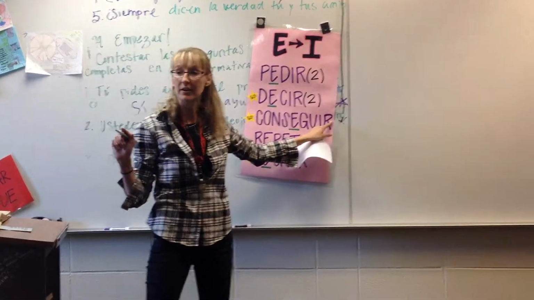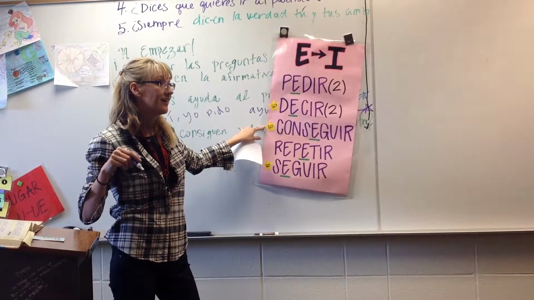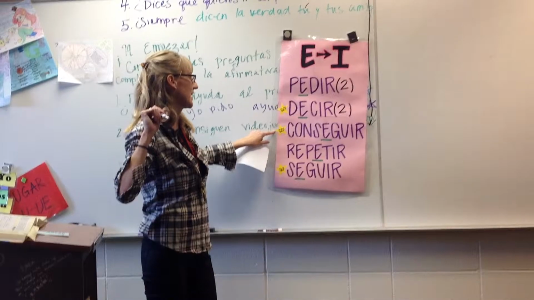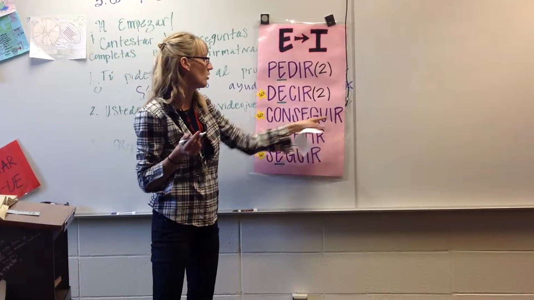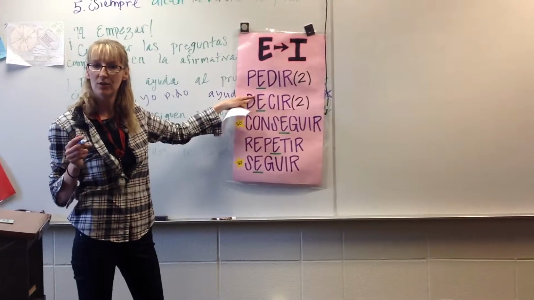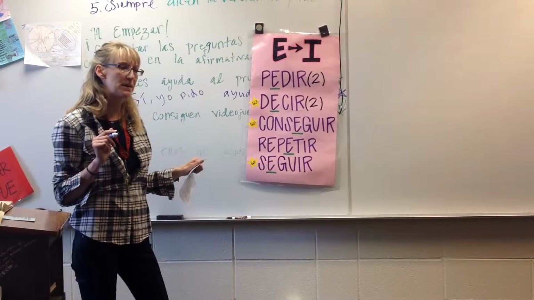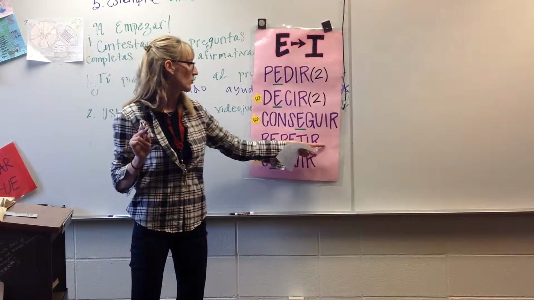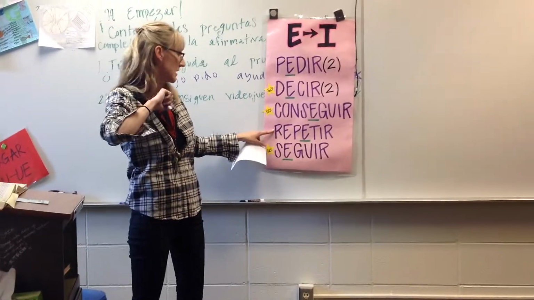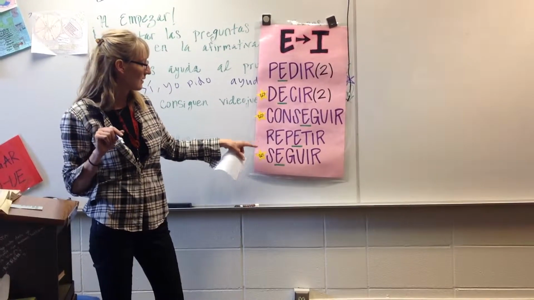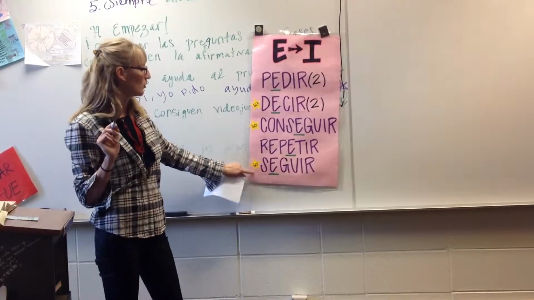Okay, we have conseguir, to obtain or to get. Muy bien, to get or to obtain, and the yo form would be yo consigo, because it's a go verb. So we have decir, yo digo, yo consigo. We have repetir. ¿Qué significa repetir? To repeat, or to have another of something, like we saw in the entry task today. And then we have seguir. ¿Qué significa seguir? To follow, or to continue.